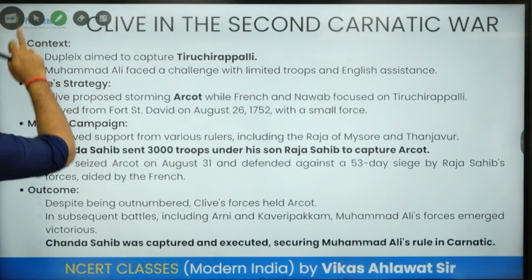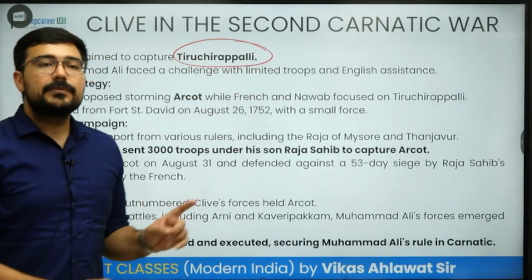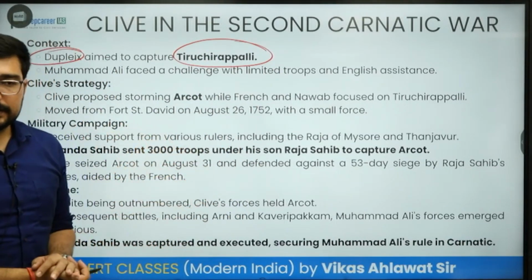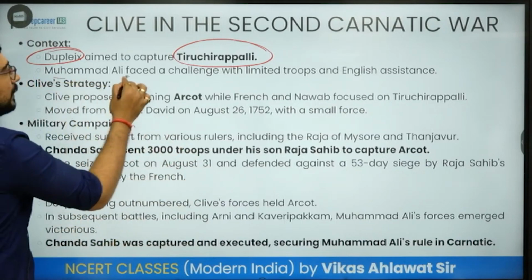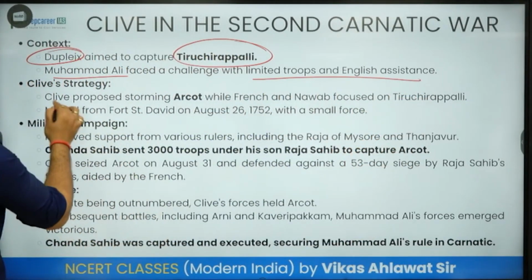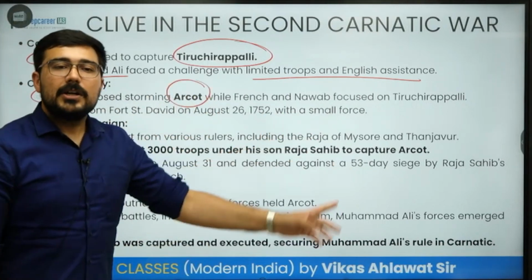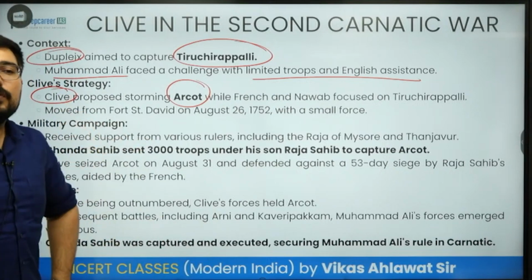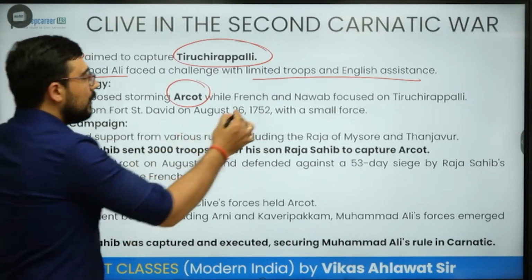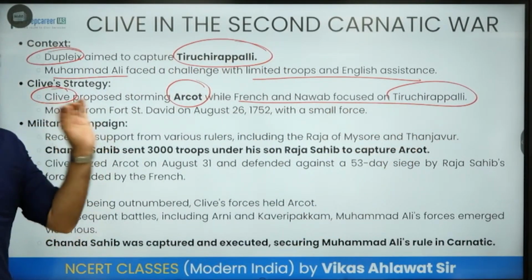So the context, as we see, Dupleix was trying to control Tiruchirappalli because this is where Muhammad Ali was sitting, and he was a threat. He was a threat to Chanda Sahib as long as he was alive. So Muhammad Ali faced a challenge with limited troops and some English assistance. Clive proposed the alternate strategy. Where are these people going? Tiruchirappalli. So where should we go? We should go to Arcot, the capital of the Carnatic, while the French and the Nawab focused on Tiruchirappalli, and this was going to become a historic decision.